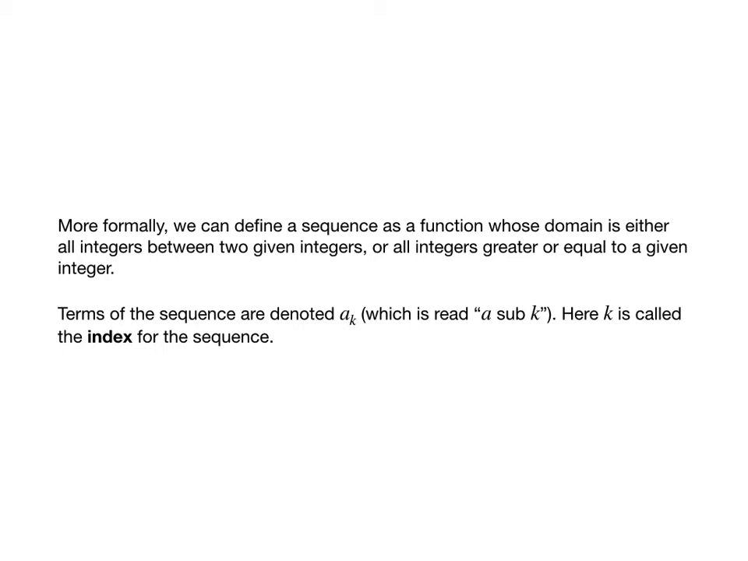Now, terms of the sequence are denoted a sub k. Here, k is called the index for the sequence. So a sub 4 would be the fourth term of the sequence.